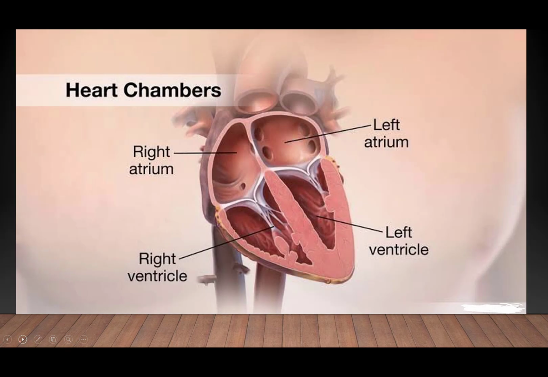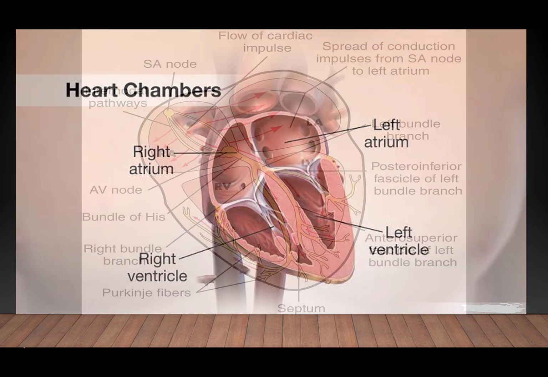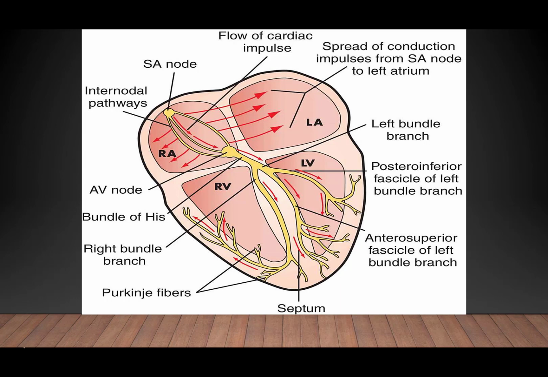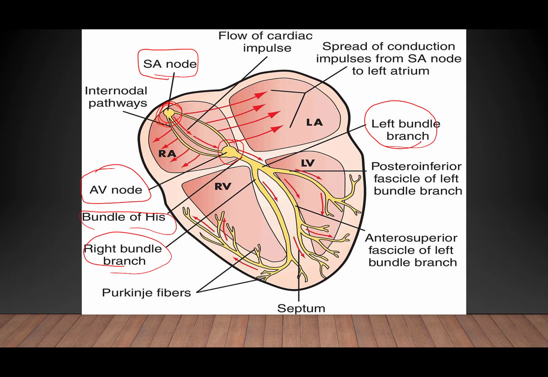Okay, so simply we have the heart chambers. As you know, the heart has 4 chambers: left atrium, left ventricle, right atrium, and right ventricle. So here we have the heart's electrical system. It's important to memorize the SA node, the AV node, the bundle of His, the right bundle branch, the left bundle branch, and the Purkinje fibers, the last or terminal branches.